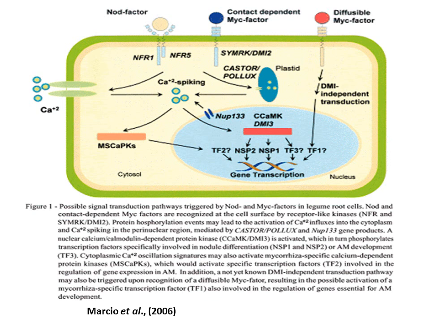Thus, calcium is the one which triggers certain genes called calcium calmodulin dependent protein kinase, and also one more gene called DMI3. The DMI3 gene and CCaMK genes are activated, which in turn induce the transcription of genes called NSP1 and NSP2. These NSP1 and NSP2 genes are involved in the process of the formation of nodules.